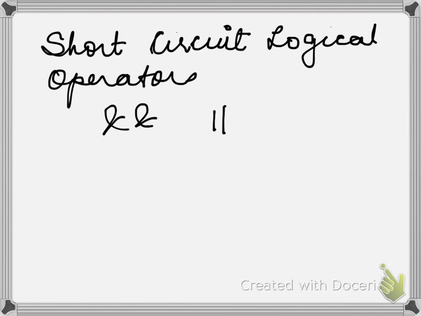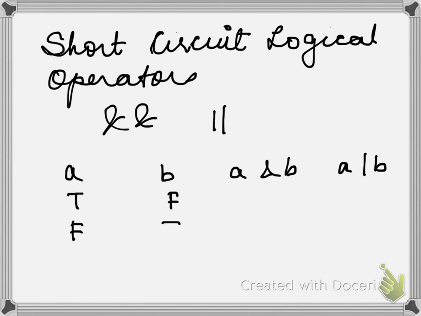Normally, what happens in a regular AND or OR operator? Suppose I have A here, B here, and I have A and B, A or B. This can be true, false, false, true, true, true, false, false. For A and B to be true, both must be true. So this is false, this is false, this is true, this is false. And for A or B, if one is true, then the result is true.